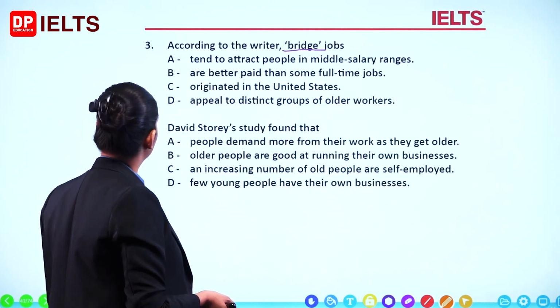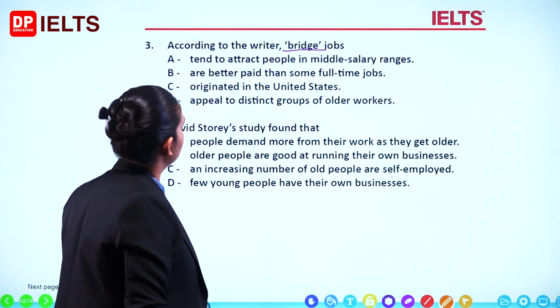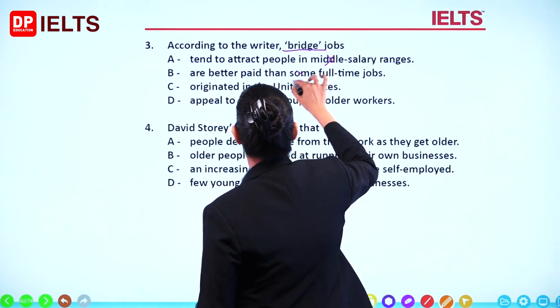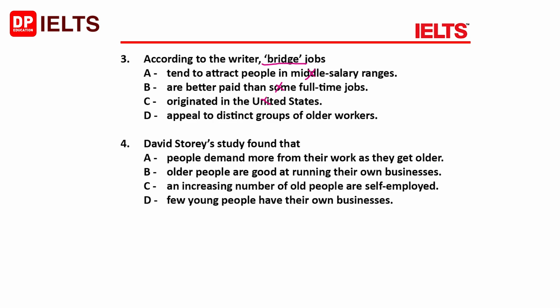So, tend to attract people in middle-age salary ranges? No. Are better paid? I don't know. Originated? No. Appeal to distinct groups of older workers? Yes, because they appeal to the ones who are getting into retirement. So D seems the most appropriate answer.